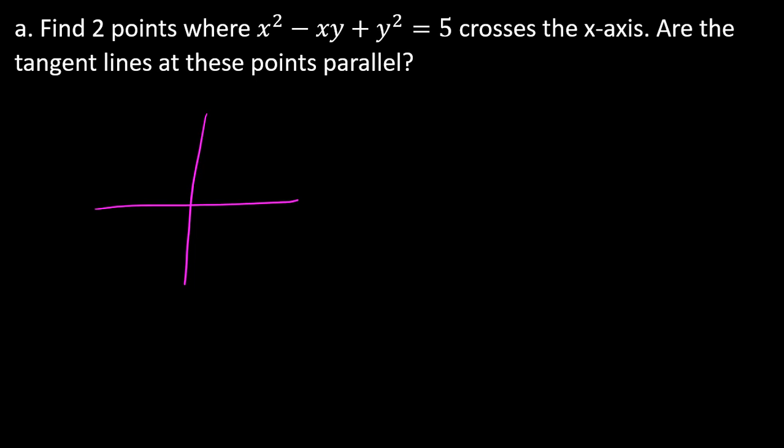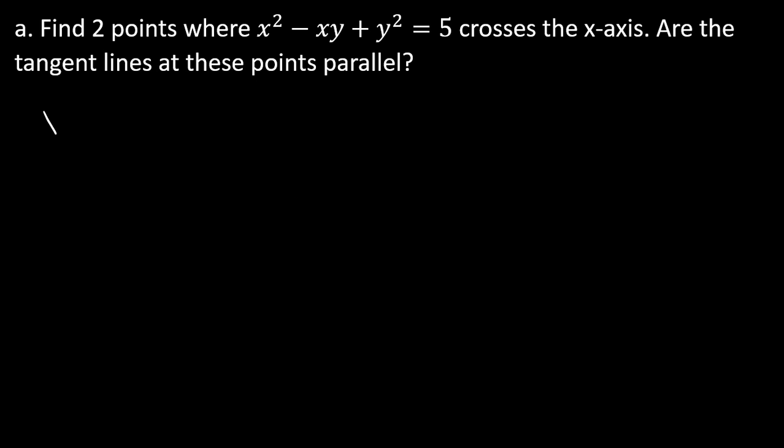So here's a graph, just a random graph crossing the x-axis. Think about this point right here. It doesn't even matter what it is. The big thing about this is that the y coordinate is 0. So for me to figure out where this crosses the x-axis, I need to plug in 0 for y and then see if I can solve.